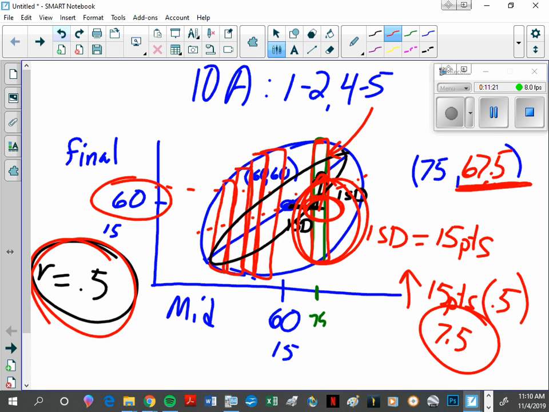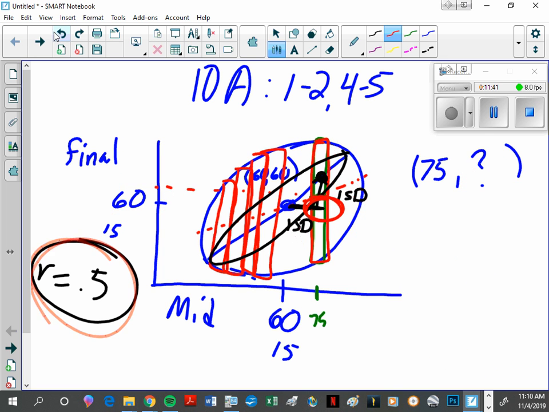So this curve actually does two things. It allows us to see what happened in the past, right? Everybody who scored 75 averaged 67.5 on the final. It also tells us what we expect to happen in the future. Okay, now that I've made a horrid mess of this, let's see how much of it I can erase really quickly.